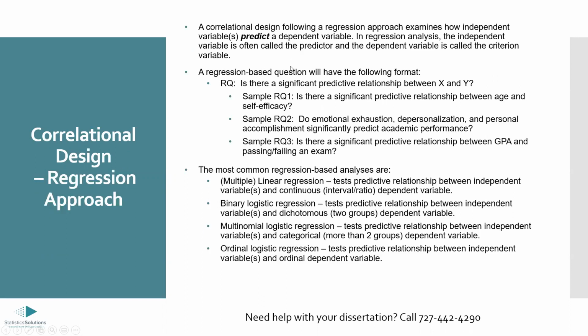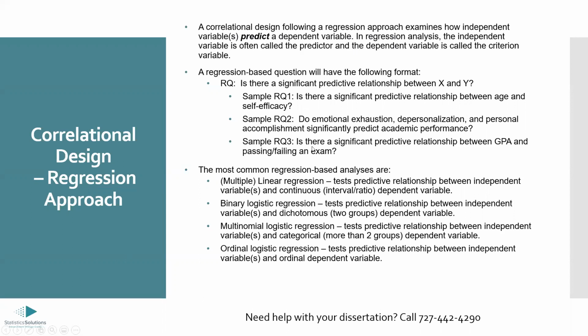On this slide, we talk about the regression approach. Okay, so we talked about how a correlational design is an umbrella that goes into correlational analyses and regression analyses. Here, we are going to look at regression. And when you see the word regression, usually that implies prediction. You're trying to predict a dependent variable. When you do a regression, you do need to have an independent variable, which is called the predictor. And you can have multiple independent variables. And your dependent variable is called a criterion variable.